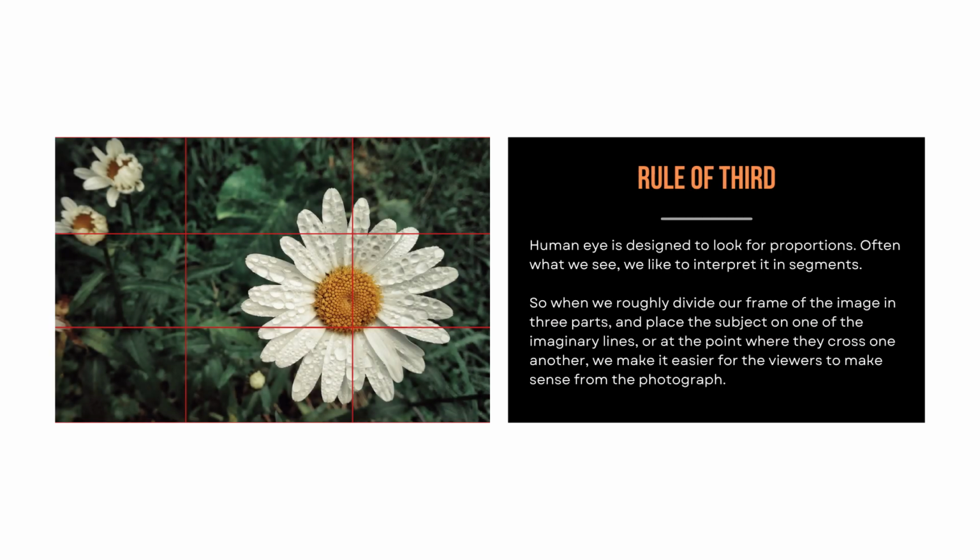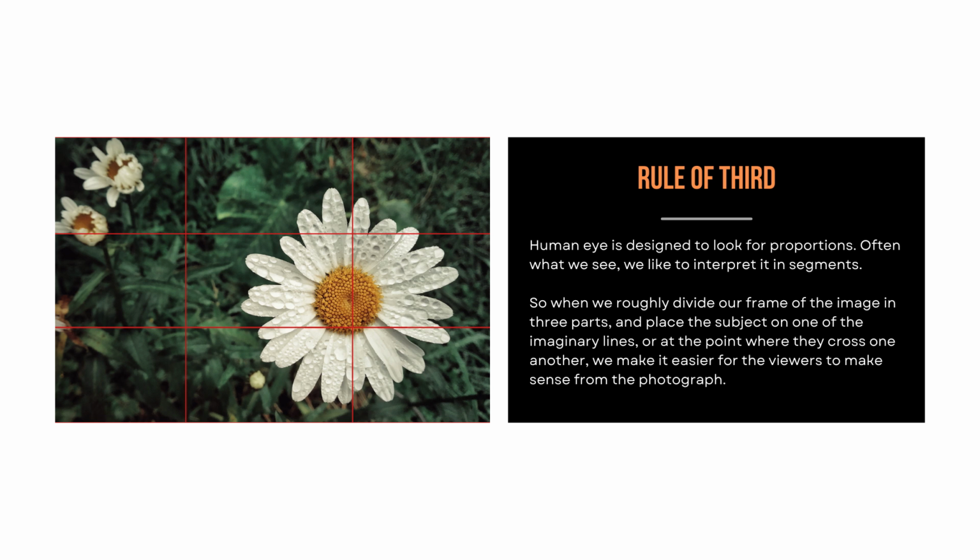The rule of thirds is when we divide our frame into 3 equal parts horizontally and 3 equal parts vertically, and we try to put our subject or the important object in the photo at one of the intersections of these 9 parts, or one of the intersections of these 4 imaginary lines in the photo.